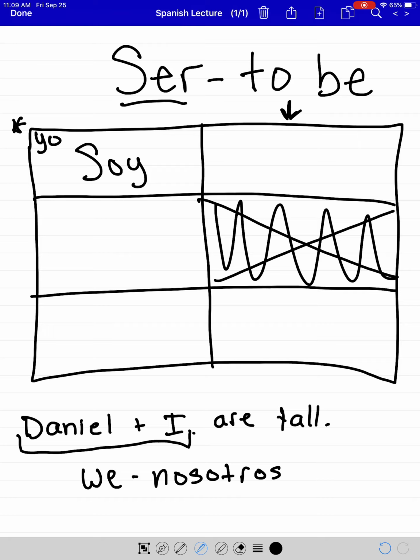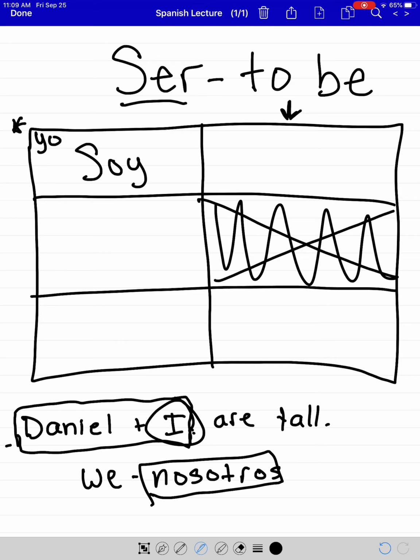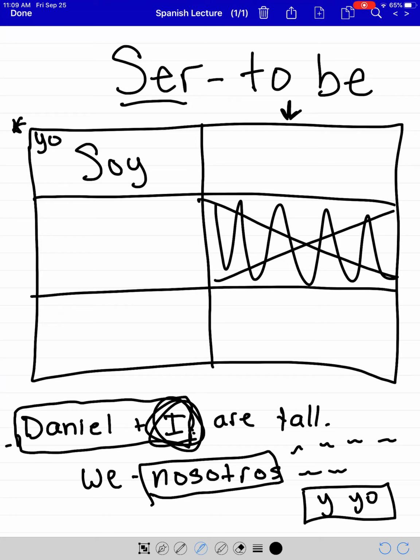Okay? So on top of saying nosotros to mean we, we could also have a list of names as long as I am in that group. So if you see a whole list of names, it doesn't matter if it's 50 names. If the very last one says yo, it means the same thing as nosotros.